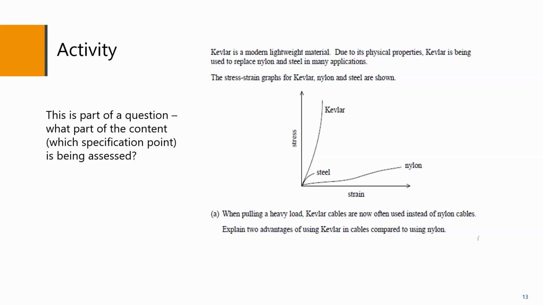So your go-to place for seeing whether something's likely to be in the exam or not, and what level it's likely to be in the exam, is the specification and that alone. So every question will be linked to a specification point or one or more specification points.